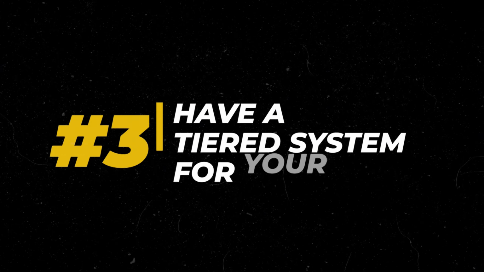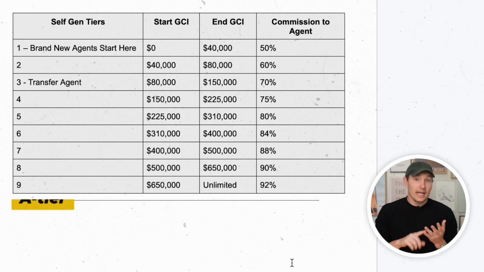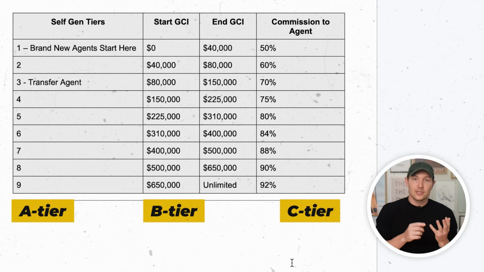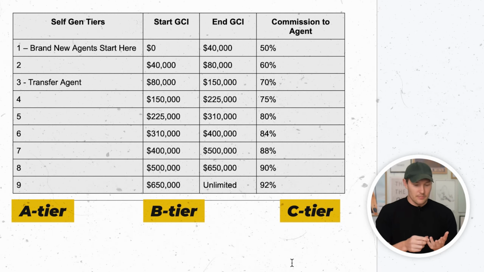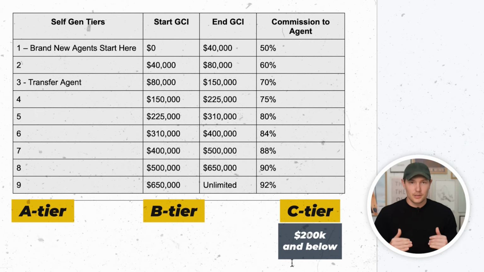Number 3, you should have a tiered system for how you distribute leads to your agents. For example, don't give your worst agents, your newest agents, the $1 million leads. And don't give your best agents the $100,000 leads. So we have an A, B, and C tier. Let the new agents, your C tier or your launch team, all your new agents have to work with the 100 or 200,000 and below.